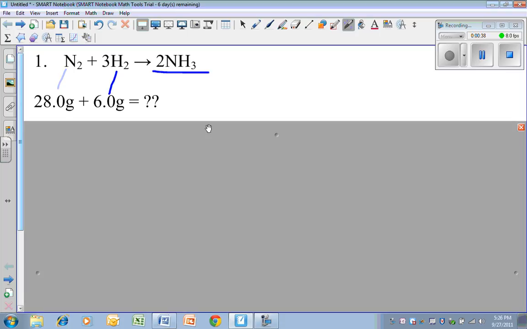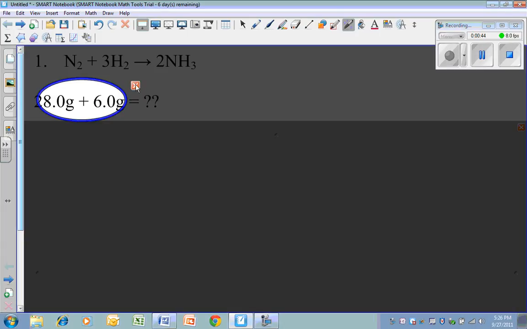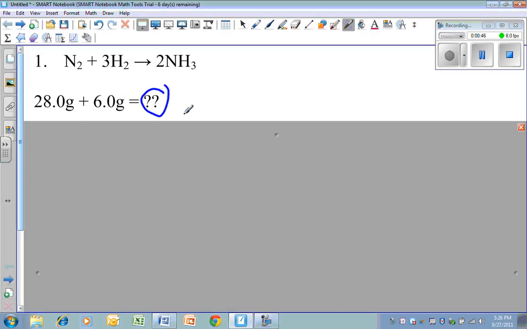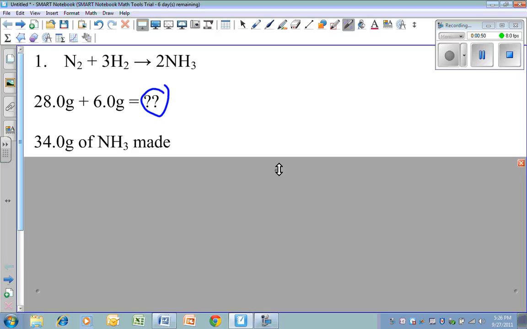Well, the law of conservation of mass tells me that the total mass on this side has to equal the total mass on this side. So 28 plus 6 is 34. 34 grams of ammonia will be made. Right. The second one is very similar.